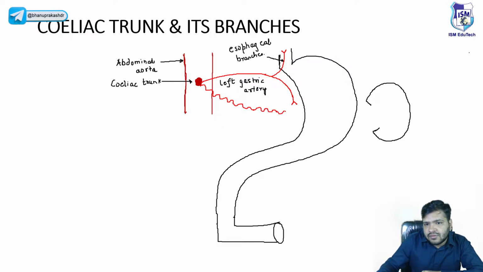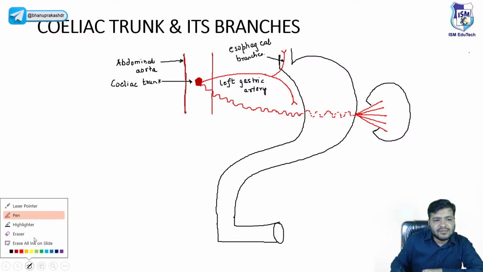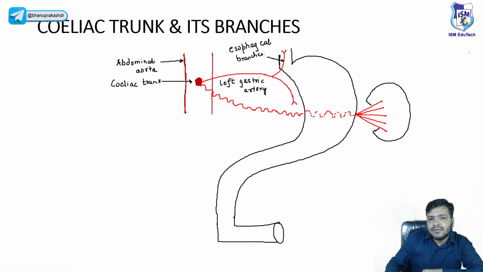It is tortuous in nature and it is passing behind the stomach, and at the end, it is dividing into several short terminal branches. These are called the hilar branches. So let me label it. Remember beta, this is the splenic artery.